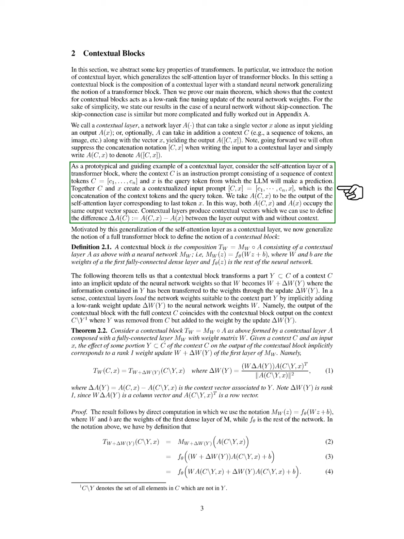As an example, we can think of the self-attention layer in a transformer block, where the context is an instruction prompt made up of a sequence of tokens, and the input is a query token. Together, these create a contextualized input prompt. The output of the self-attention layer corresponds to the last token in this prompt. We define the difference between the outputs with and without context as the difference between the two outputs.